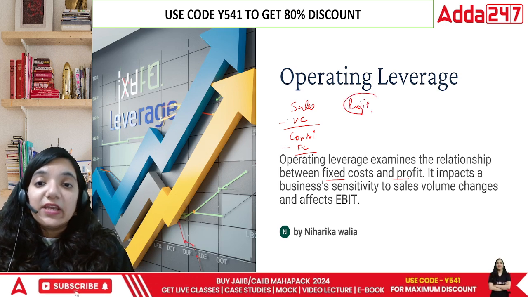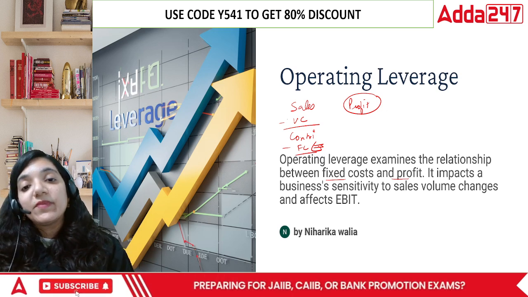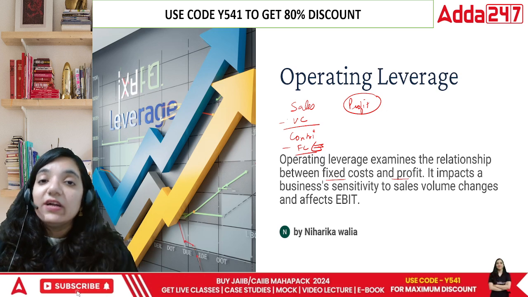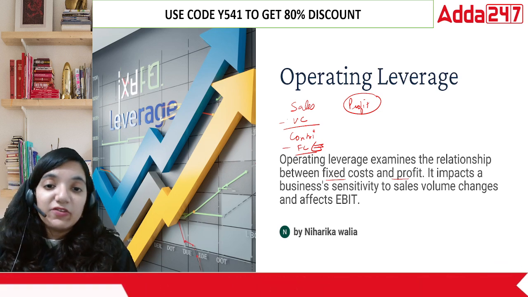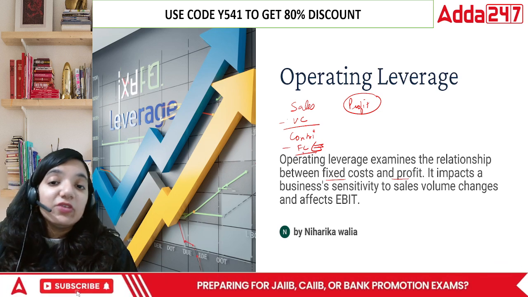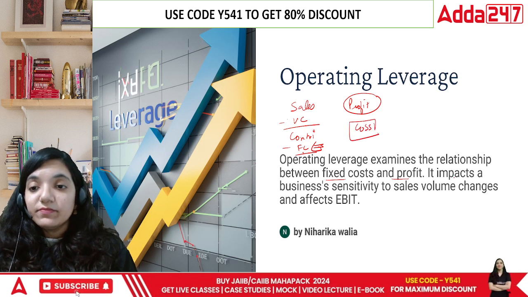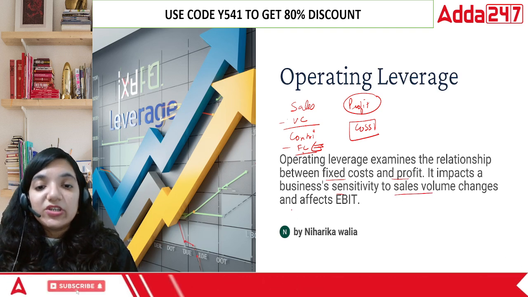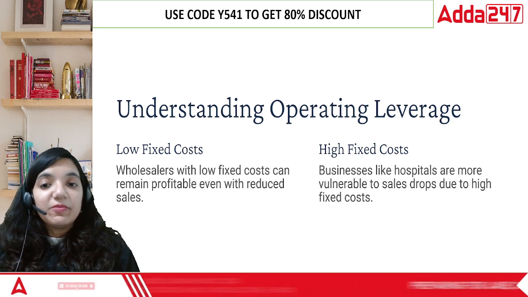That means if the organization can cover its fixed cost properly after variable cost, only then will the situation arise that leads to more profit. Otherwise, if you're not able to cover this much amount, then you are facing a loss, right? So it impacts a business's sensitivity to sales volume changes and also earnings before interest and tax. So let's talk about it further, everyone.